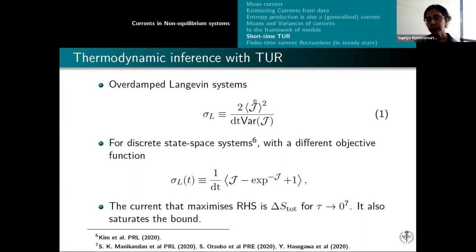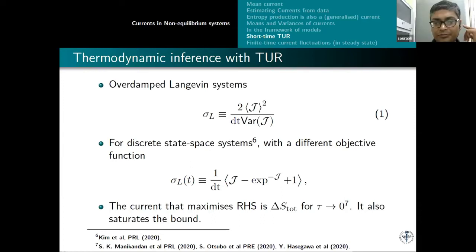As I said, for overdamped Langevin systems, this is the quantity that I should be trying to maximize. For discrete state space systems, there was this work which showed that instead of taking this, you could maximize this instead, and that works for discrete state space systems. However, this might not be such an easy quantity, because remember it's e to the minus J, etc.